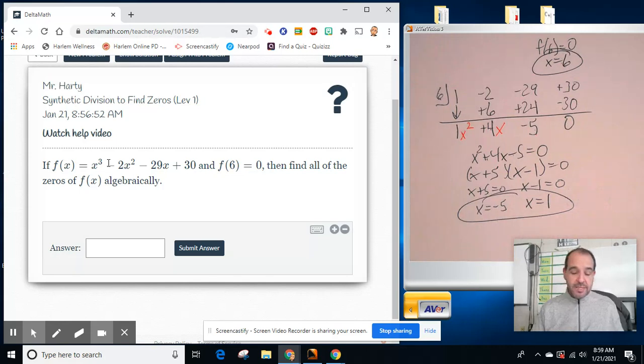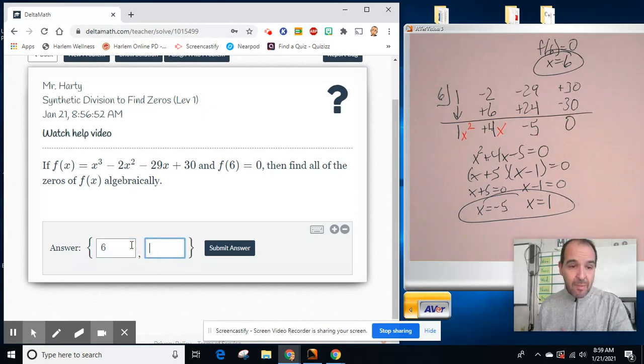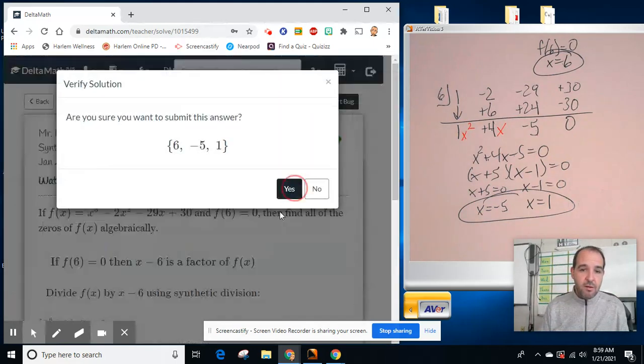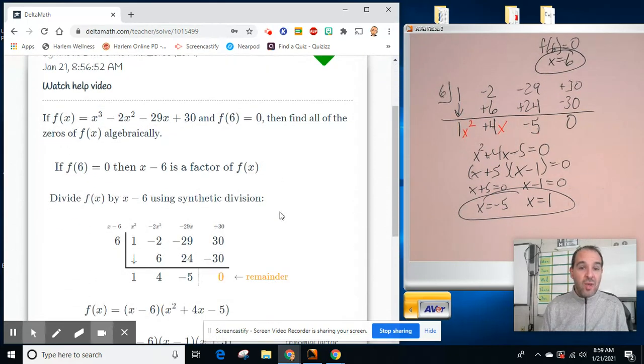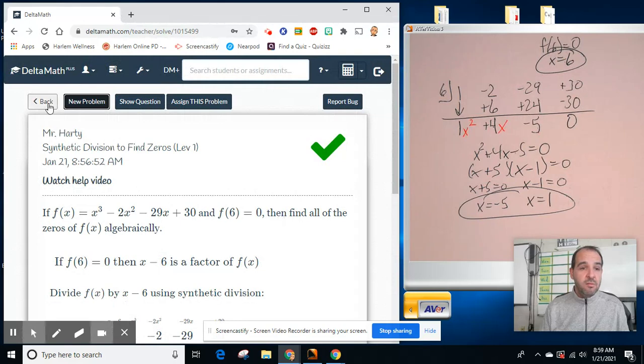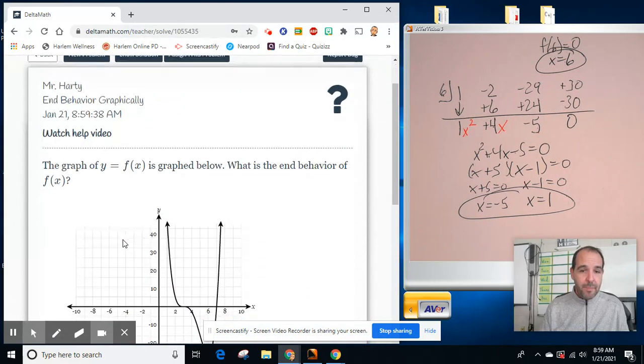You've got to get them all, because if you only put the 2 you solved for, it's going to tell you it's wrong. So we've got 6, comma, negative 5, comma, 1. Set notation. Submit answer. Okay, so I got to remember, they're actually giving me one of the answers. So it'll be interesting when we go to see if people pay attention to that.